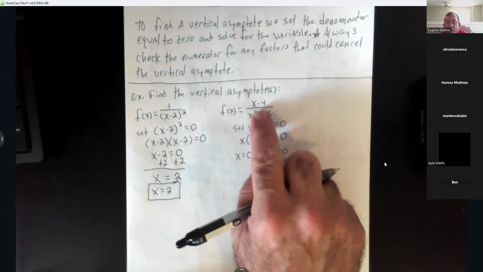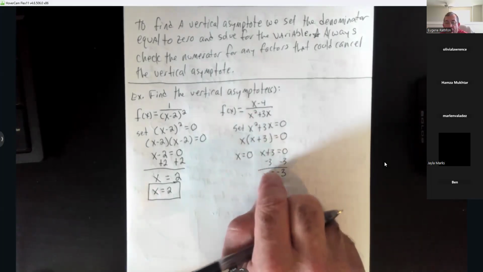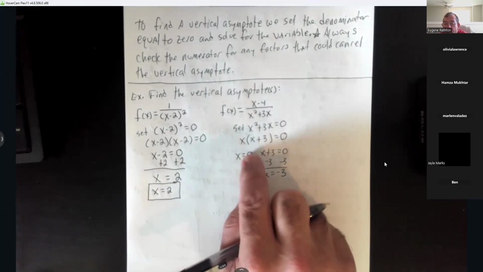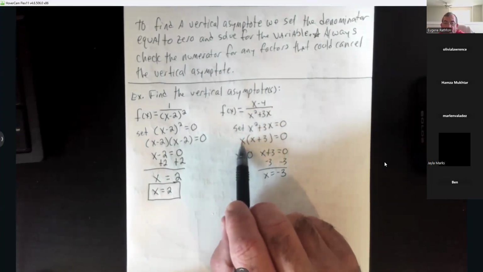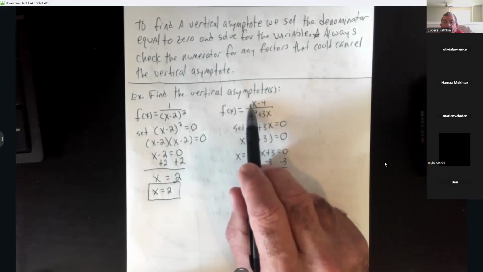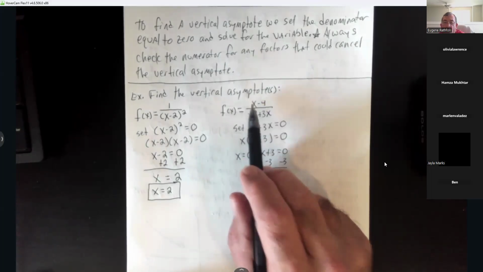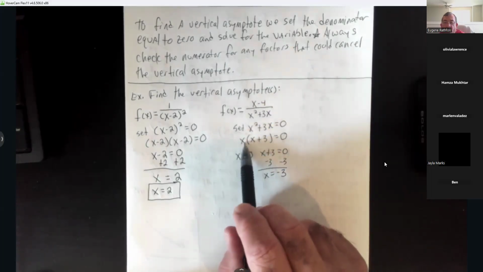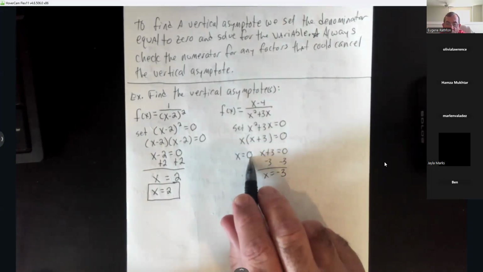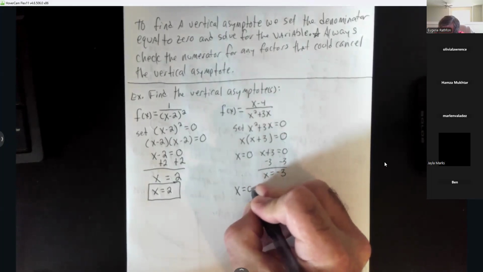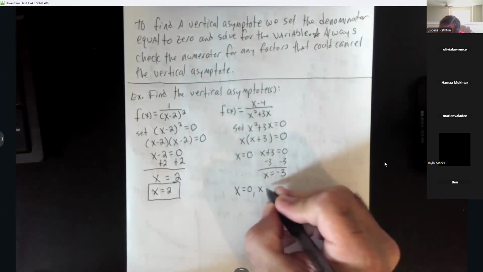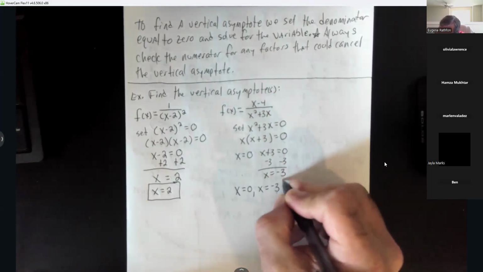So exponent of 2, you have to exclude 2 numbers. So look here, I'm looking on top. So my factors were x and x plus 3. The only factor on top is the x minus 4. So it will not cancel neither one of those. So I'm going to keep both of these asymptotes. So in MATLAB, I want the x equals 0, comma, x equals negative 3.